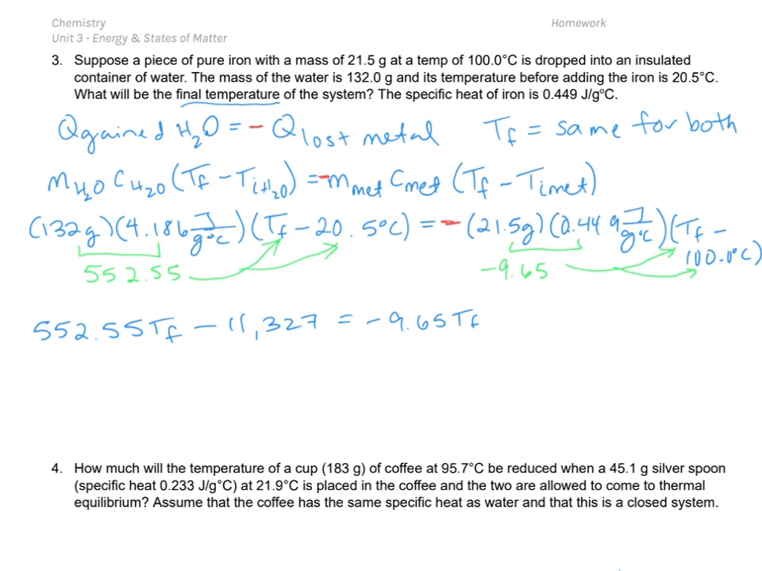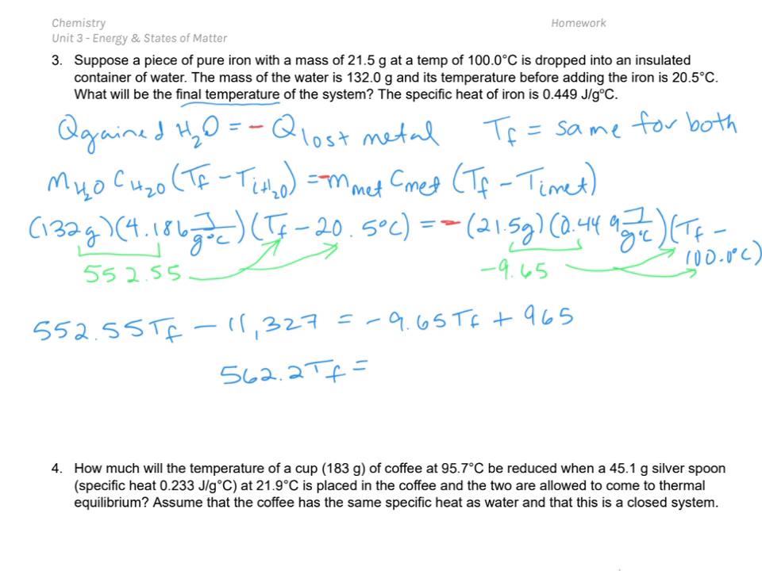Negative 9.65 times negative 100 becomes a positive because negative times negative is a positive. So it ends up being positive 965. Then I'm going to collect like terms. So 552.55 TF plus 9.65 TF on one side ends up being 562.2 TF. And then collect the other terms on the other side.